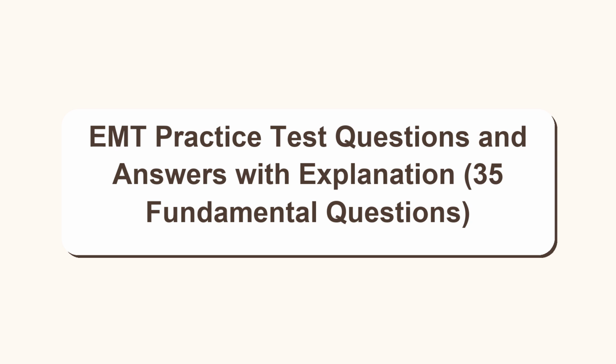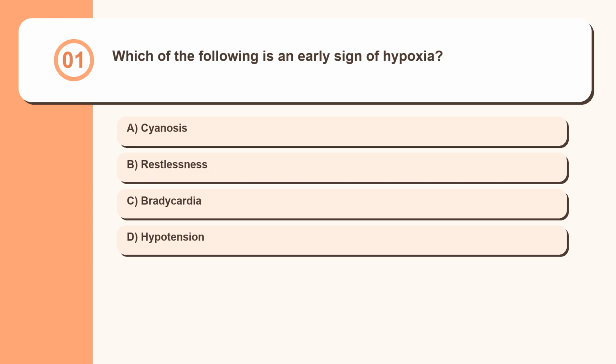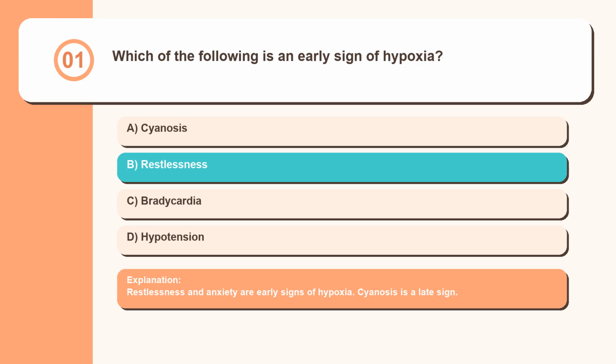EMT practice test questions and answers with explanation. 35 fundamental questions. Question 1. Which of the following is an early sign of hypoxia? Cyanosis, restlessness, bradycardia, hypotension. Restlessness and anxiety are early signs of hypoxia. Cyanosis is a late sign.